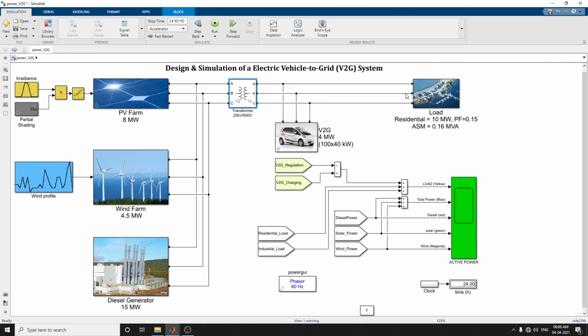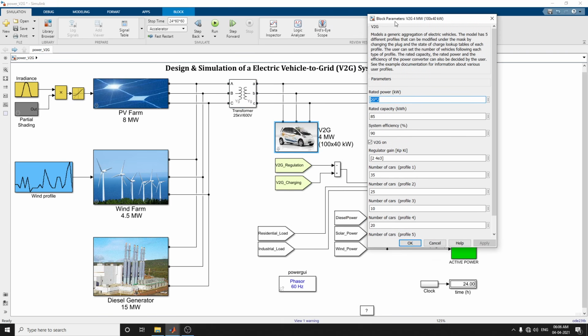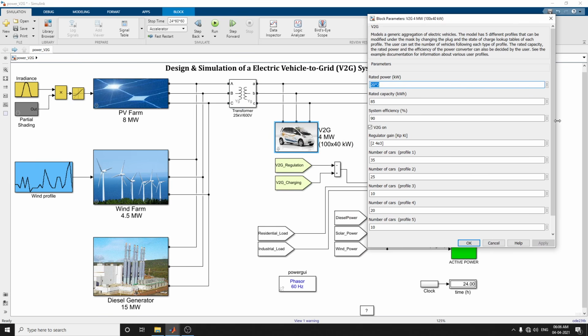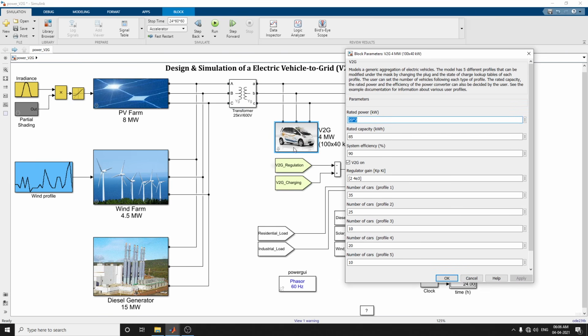Already we discussed this is a load, industrial load and residential load, and this is where the electric vehicle is. This V2G block is the important block for this type of example. This V2G block models a generic aggregation of electric vehicles. You can see the generic aggregation of electric vehicles.